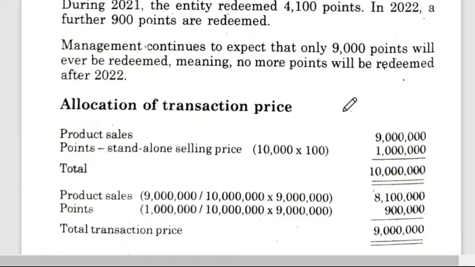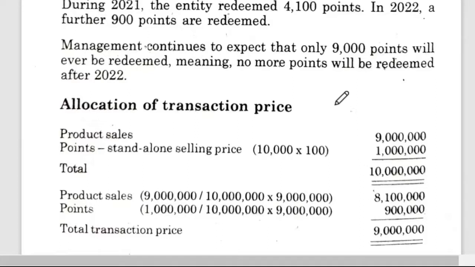So the product sales is 9 million and the standalone selling price of the points is 100 pesos and the total number of points earned is 10,000. So we have the total of 10 million. This will be used as a basis of our allocation. So this will be our fraction. So for the product sales, that's 9 over 10 or 9 million over 10 million. And for the points, that's 1 million over 10 million or 1 over 10.